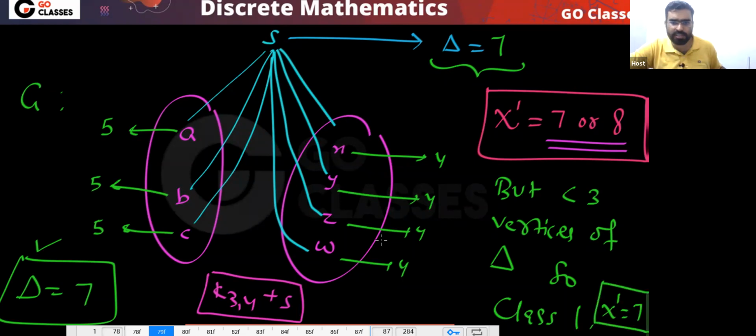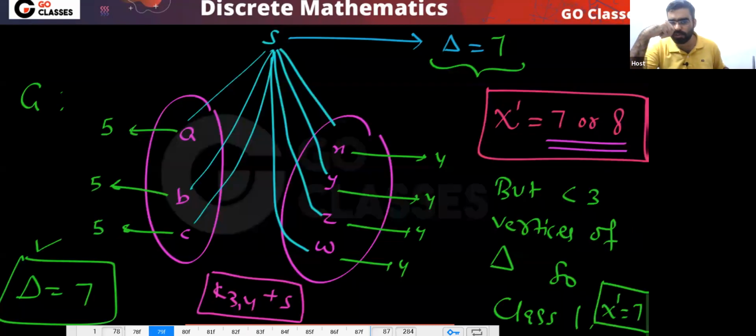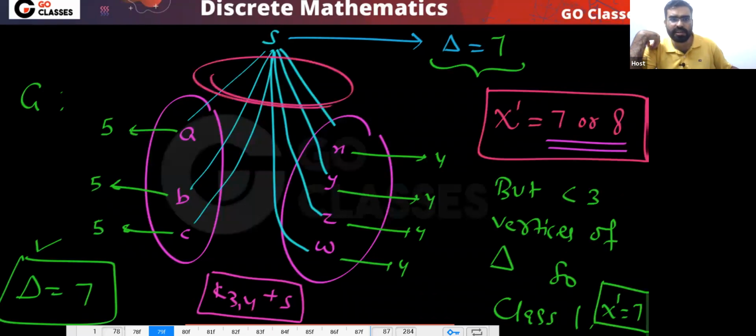Okay. So like this you can do, and the answer will be 7. So all these facts that we have seen, you can use and solve this question. Actually, this question is not easy. Let me tell you, this question is not easy, but see, you need 7 colors, that is fine. But the answer can be 7 or 8.